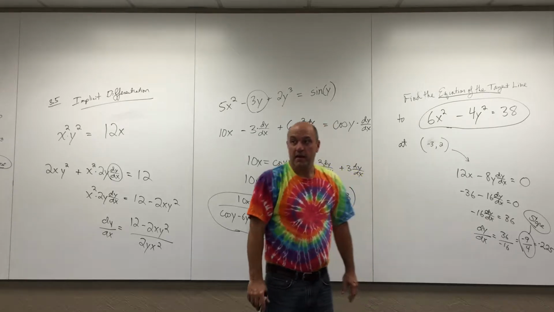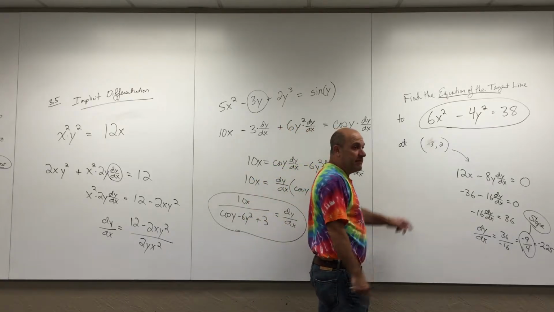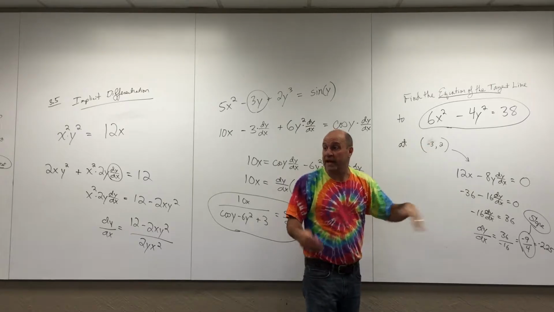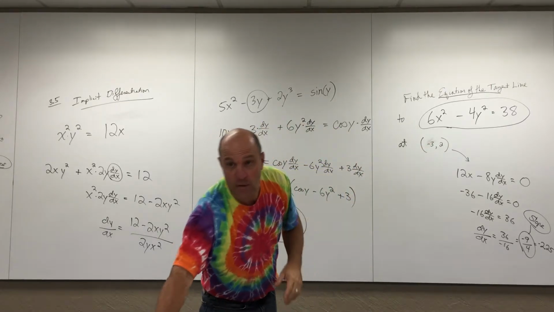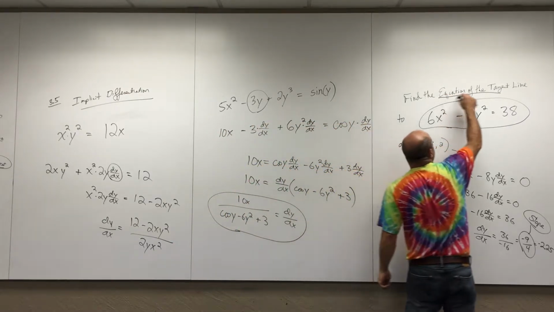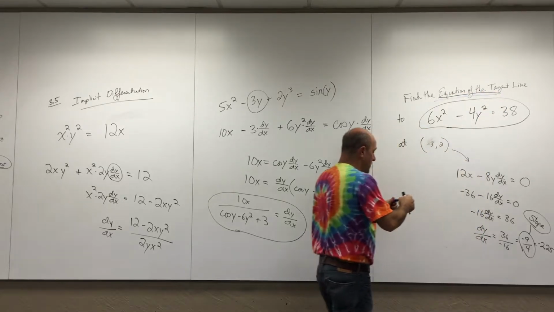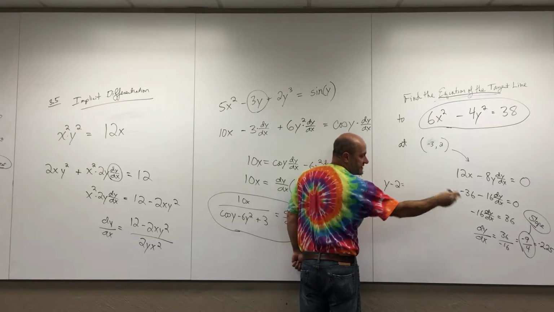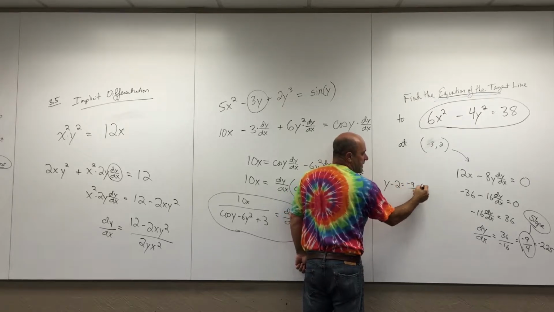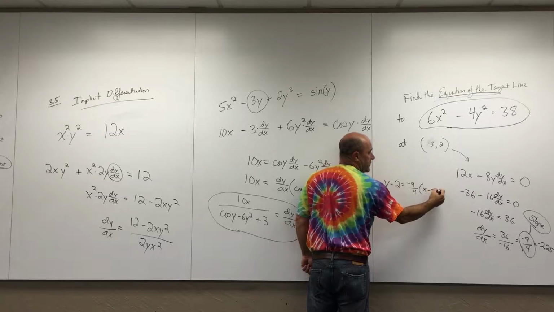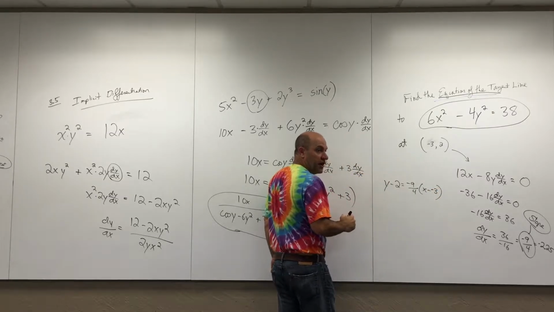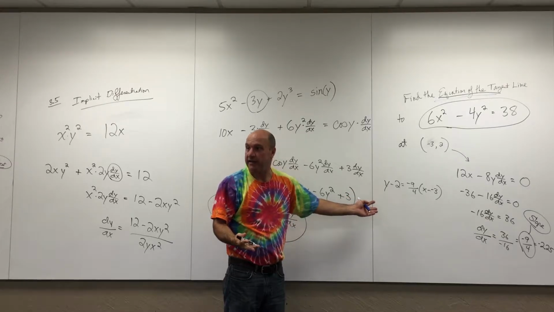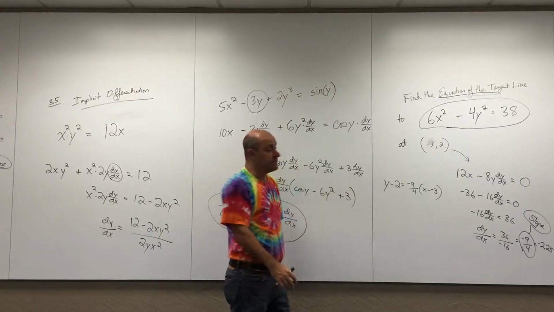Now you use point slope. Now, I have a point. Do I have a point? Yeah. I have a slope. If I have a point and a slope, I can do what they wanted. Don't forget, what they wanted was the equation of the tangent line. So, I'm going to do my y minus my y value equals my slope times x minus the x value. Once you find the slope and you have a point, you can get the equation of the tangent line.